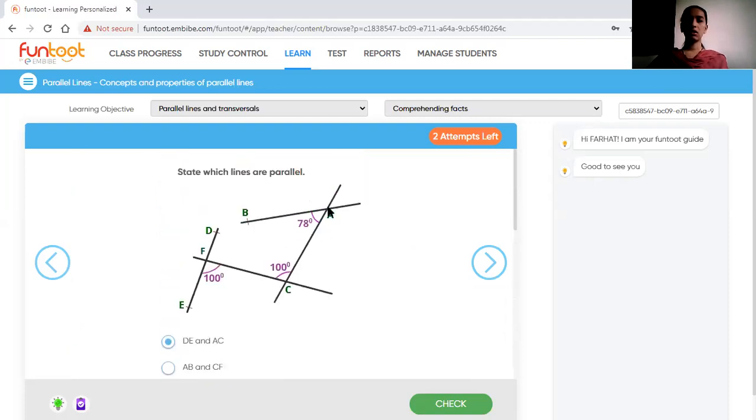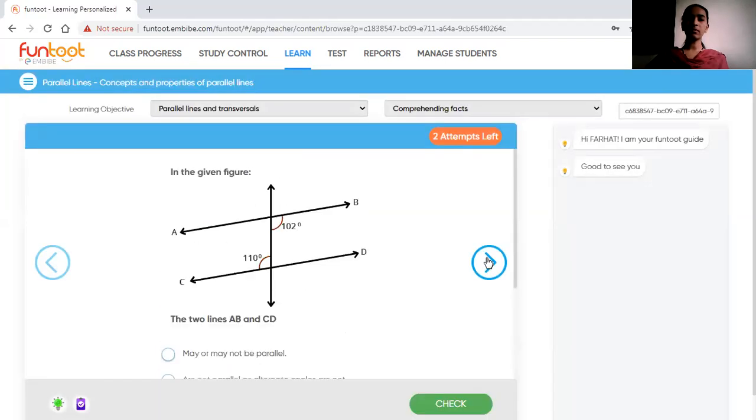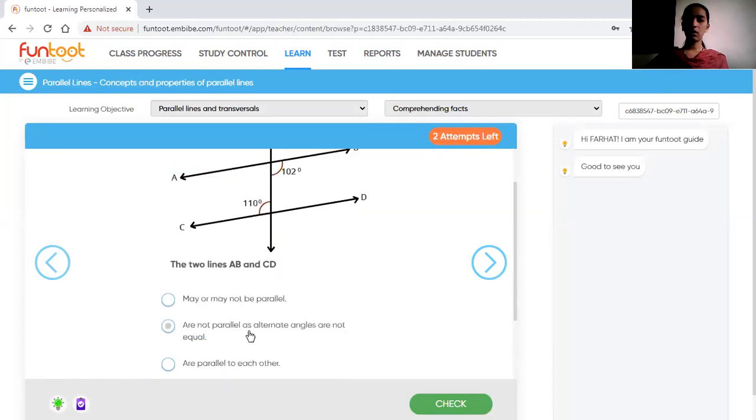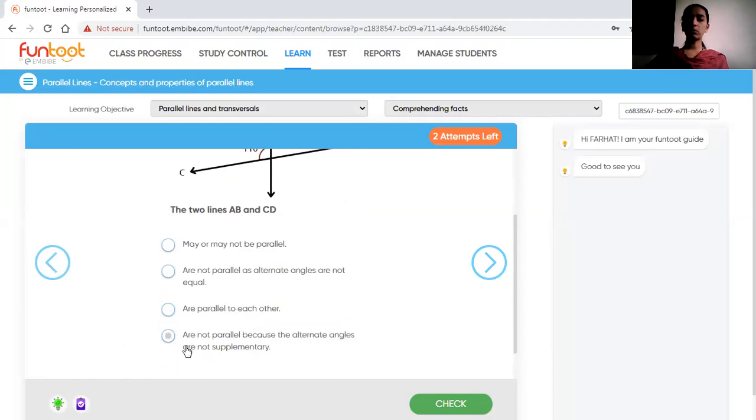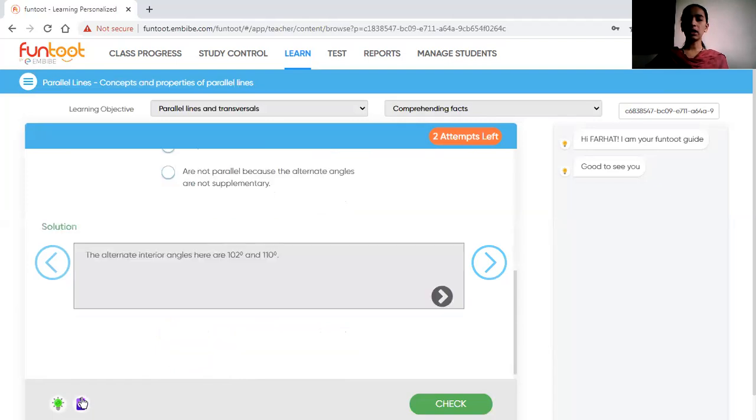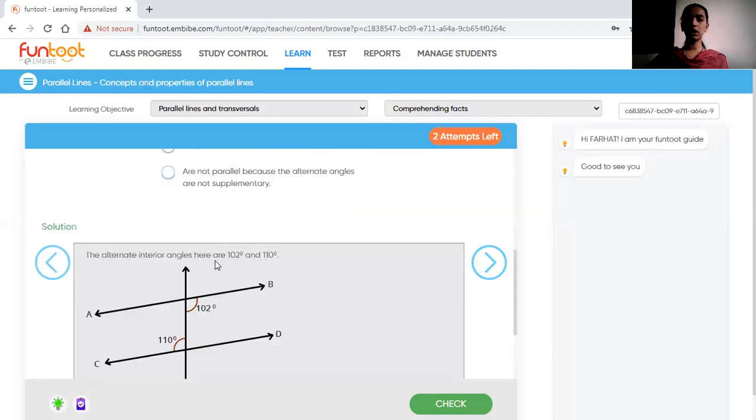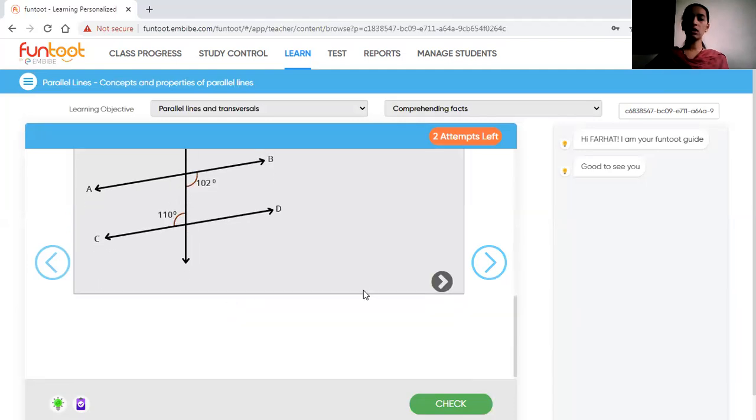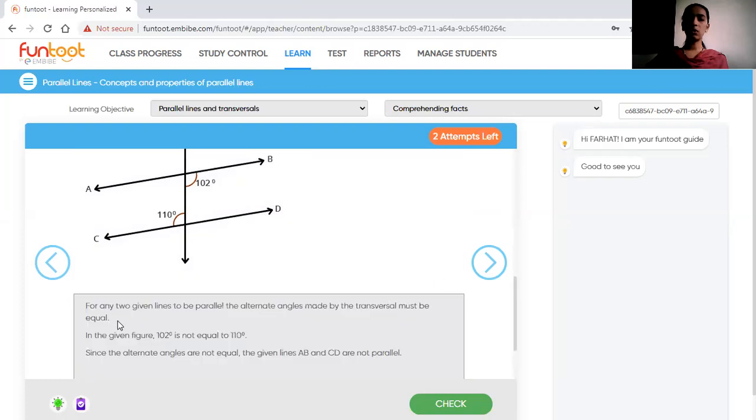Okay, students. Now let's take another example. In the given figure, see the two lines AB and CD. These two angles are given. This is 102, this is 110. The options: may or may not be parallel, not parallel as alternate angles are not equal, or parallel to each other. Which option is correct? We have to select. Now you can see the alternate interior angles here. It is 102, it is 110. Are they equal? No, they are not equal.